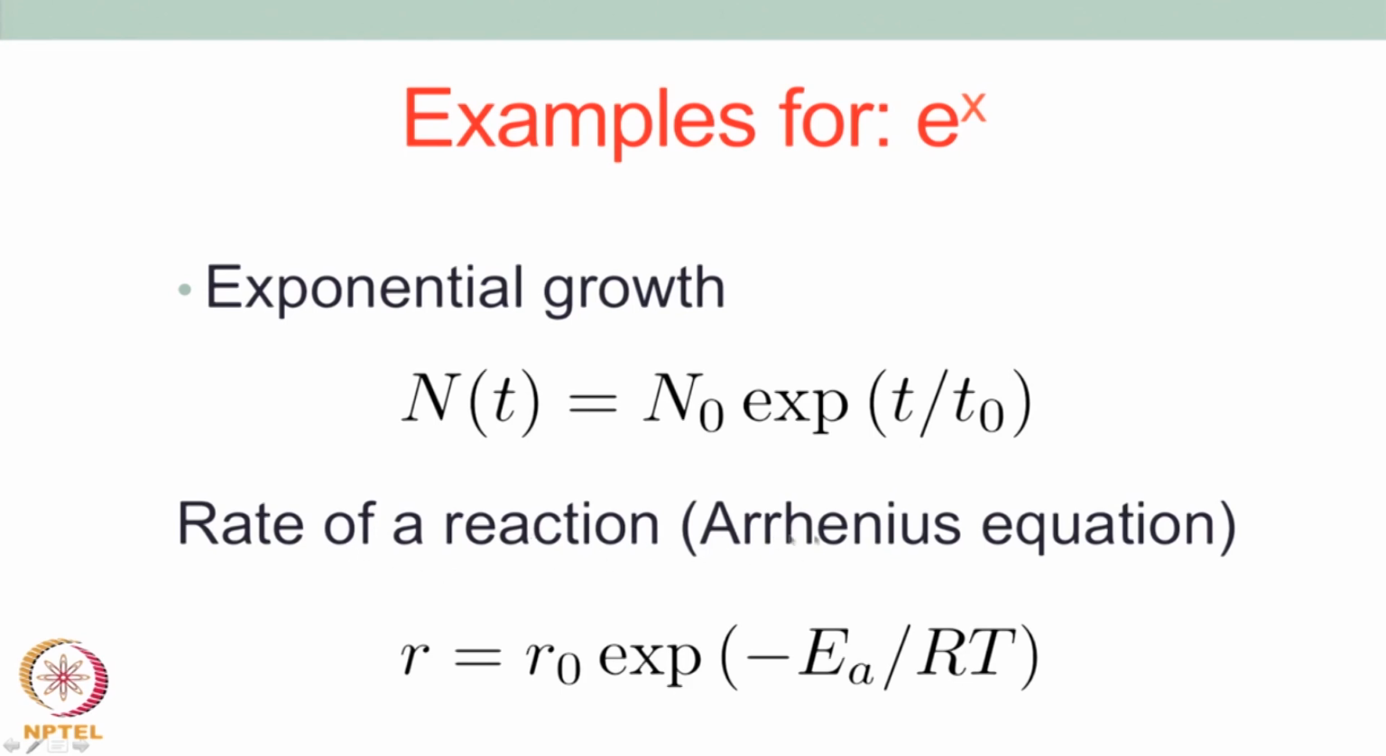Rate of a reaction: you might have heard of this thing called the Arrhenius equation. The rate of a particular reaction can be written as R0 times e power minus Ea by RT. So this is an e power minus x, where x is Ea by RT. Ea is some energy, the activation energy. RT is also some term which has the dimension of energy. It will have a unit in joules, and this is also in joules. So this Ea by RT is our x, which is dimensionless. Here t by t0 is our x. So this is e power x and this is e power minus x.